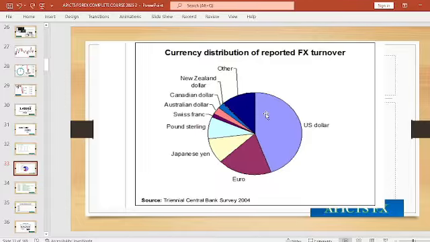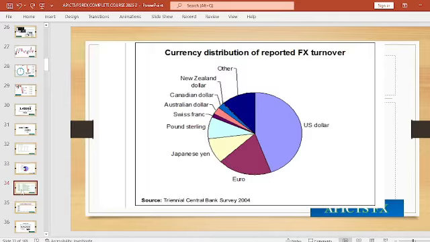This is the volume traded. This is a pie chart representing currency distribution of reported forex turnover in the market. So you can see that USD is taking the lead, followed by euro, followed by Japanese yen, followed by pound sterling. It therefore means that when you want to choose a currency pair to trade that will give you quick, strong volatility in the market, you should be juxtaposing currency pairs that have USD in them, and euro, and then Japanese yen, and pound sterling.